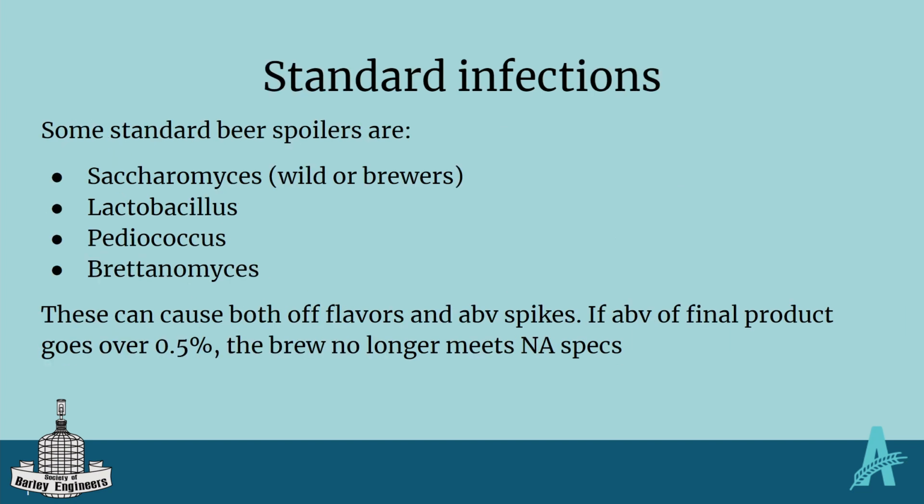Kind of standard infections here, like everyone's probably aware of these. Sacch. This sounds like a crazy thing to say, that brewer's yeast is an infection, but if you didn't clean off, let's say, your oxygen wand right, and you go to your NA beer, you can infect it with Sacch yeast, and that Sacch yeast is going to bump your alcohol up, and then the beer's done. It might end up tasting great, but you didn't hit that NA spec. It's not NA beer at this point.